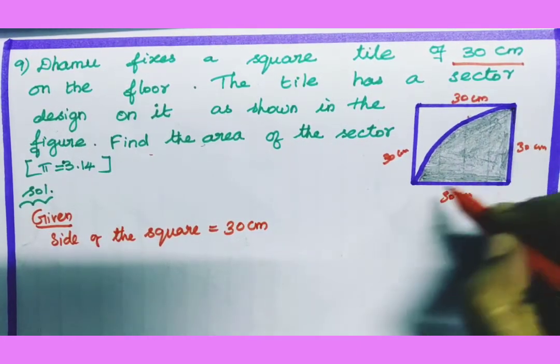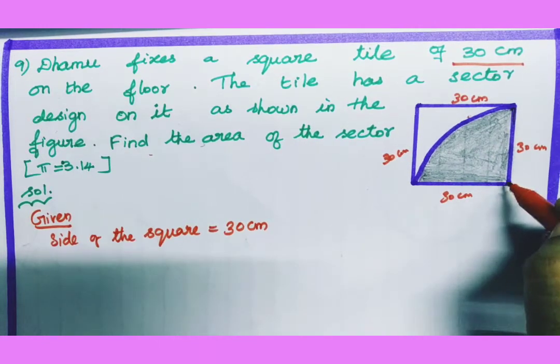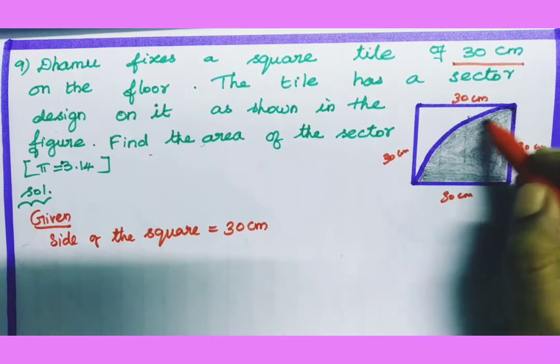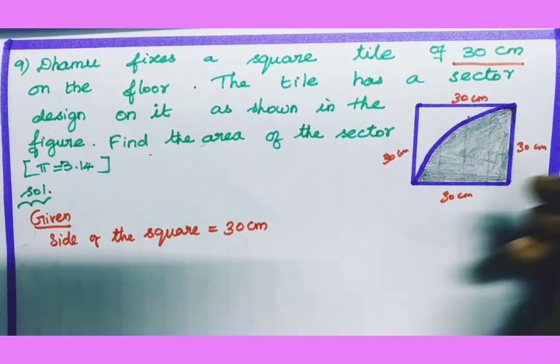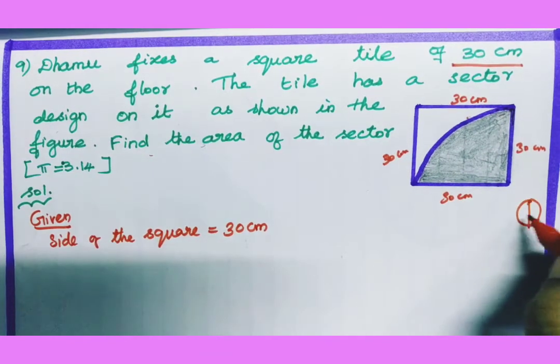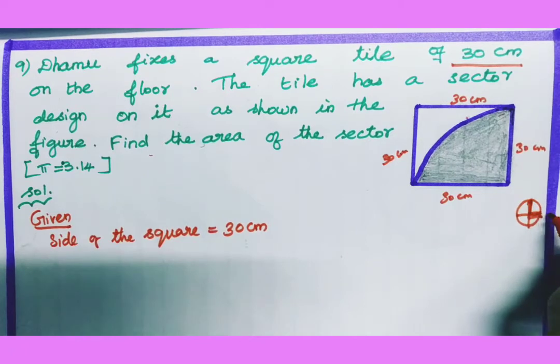See here, what shape is this? This is also 30 centimeter. This is also 30 centimeter. So what is it? It is the quadrant. Quadrant is 1/4 of the circle. Okay, so 1/4 of the circle is the quadrant. If you take this radius and this radius, they should be equal. Okay, this is the quadrant.